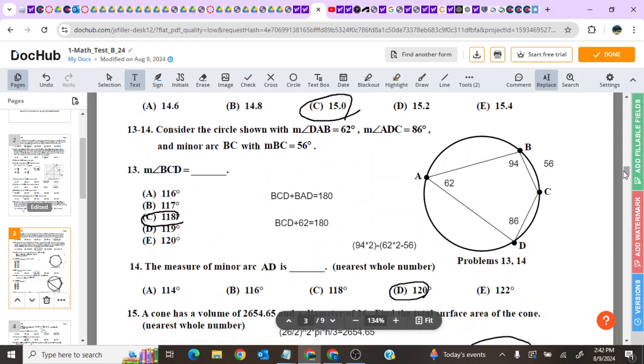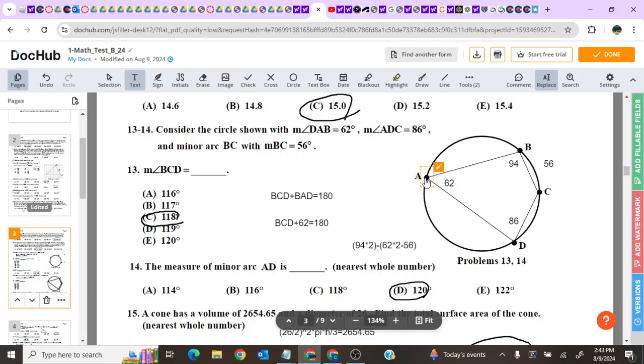13 to 14, consider the circle shown. Measurement of ABC is 86 degrees, and minor arc BC is 56 degrees, and then DAB is 62, and then ADC is 86. Okay, so the measurement of BCD.